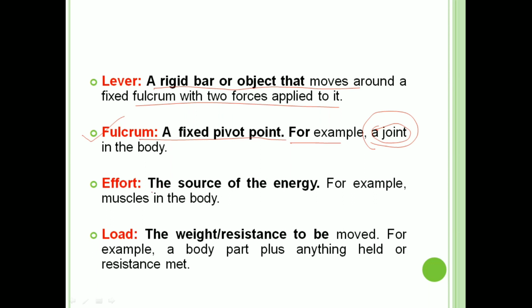Effort, as we already know, is the source of the energy which will be used to move the load. So in the human body, what is going to correlate with the effort? The muscles, by the muscular contraction. And the load is the weight or resistance to be moved with the help of the effort. So in the human body, a body part can be considered as load, the weight of the bone, or anything which you are holding, or the resistance, or the center of gravity, or the gravity, that is going to be considered as load.